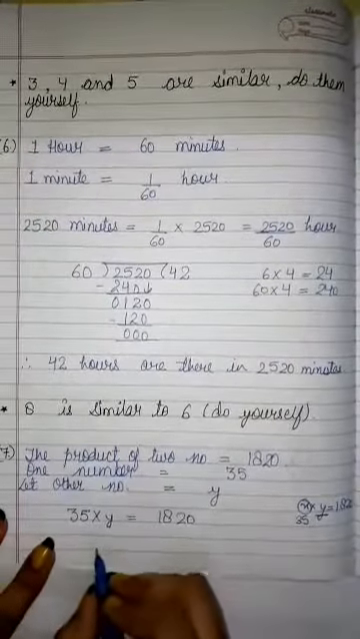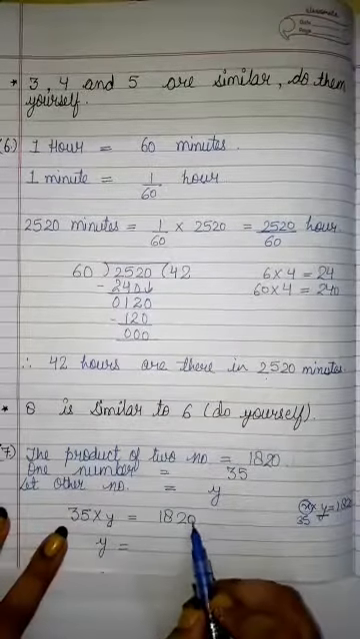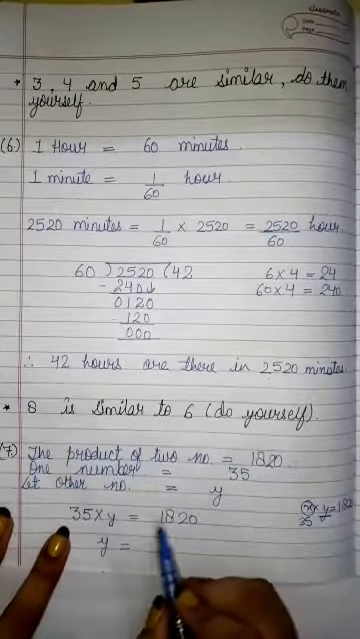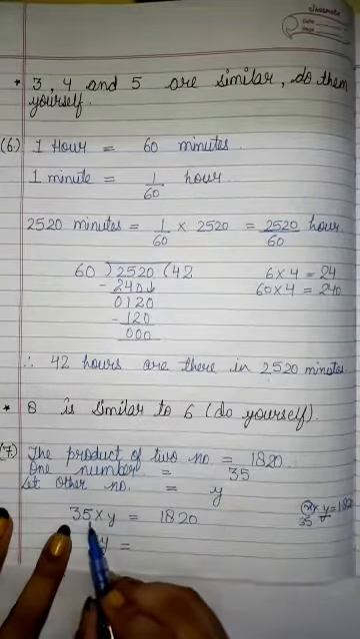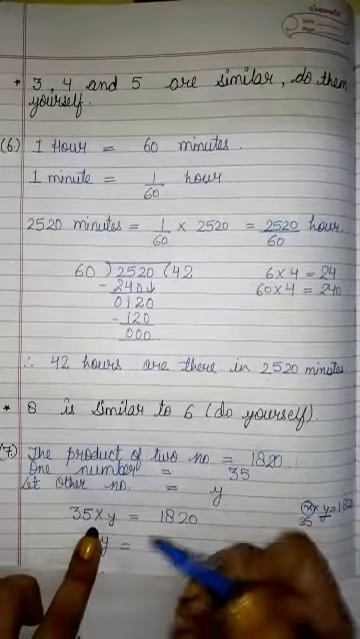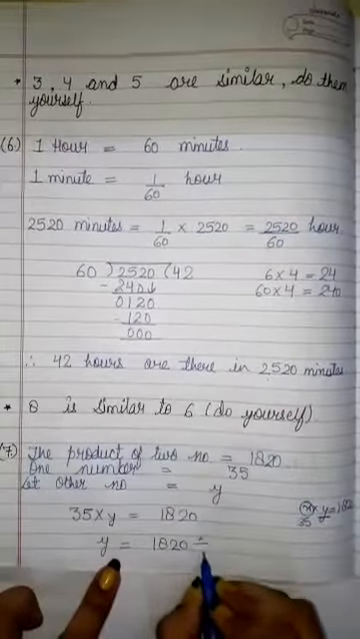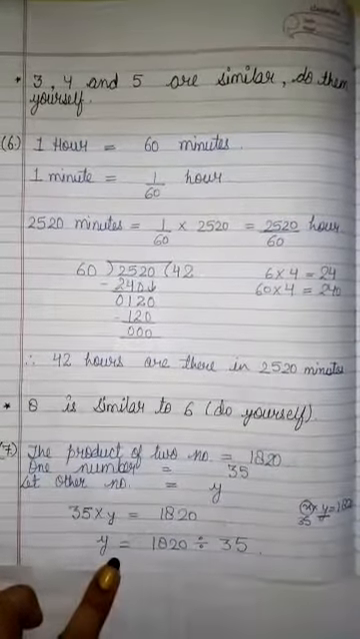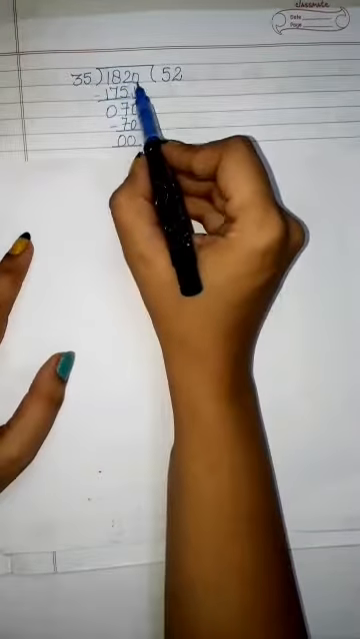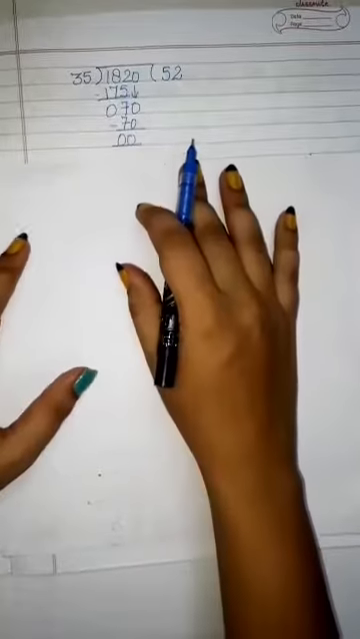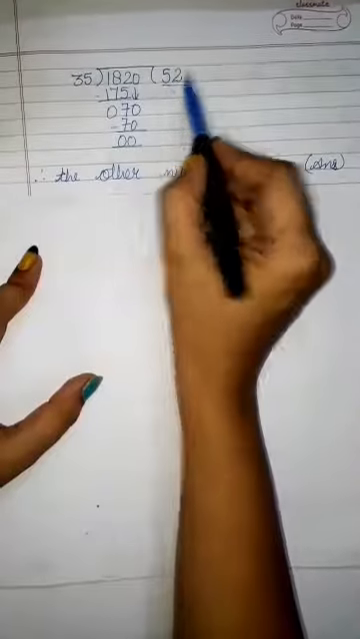1820. Now to find the value of this y, I already explained to you, when the number goes to the right hand side, or you can say to the opposite side of the equal to sign, it gets changed. That means this 35 is getting multiplied, so it will be reciprocal. So reciprocal of multiply is division. 1820 will be divided by 35. Now in this way you can do the division. 1820 divided by 35, you can do this division, or in the end what you will write? Therefore the other number is 52. This is the answer, 52.